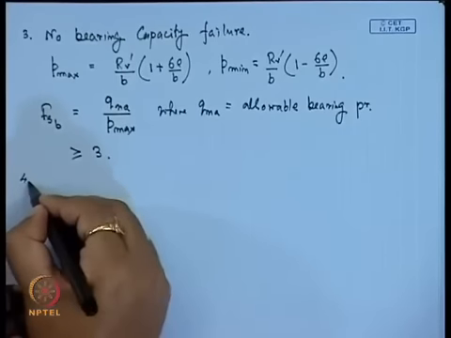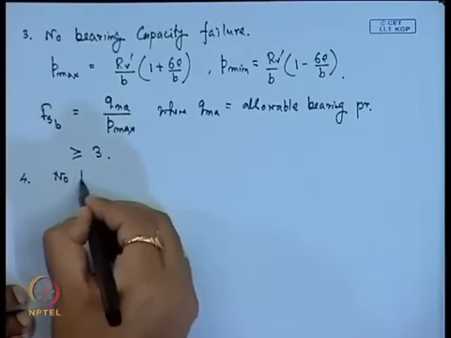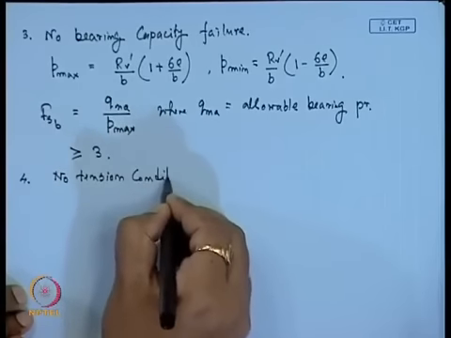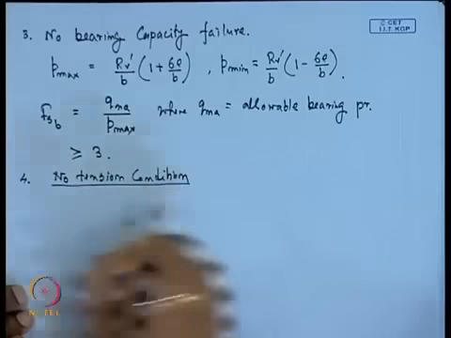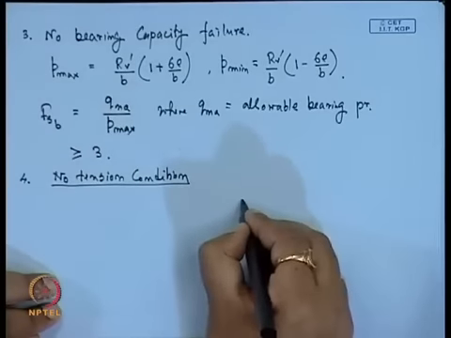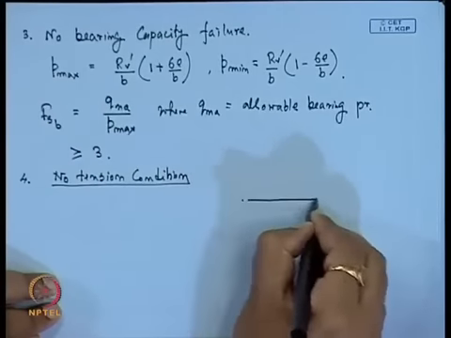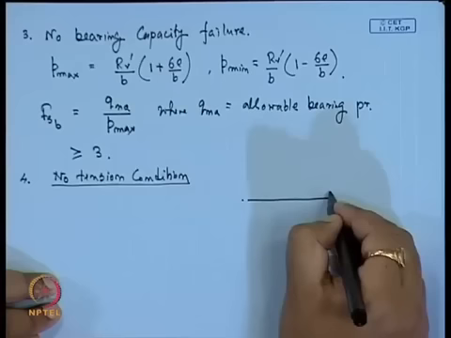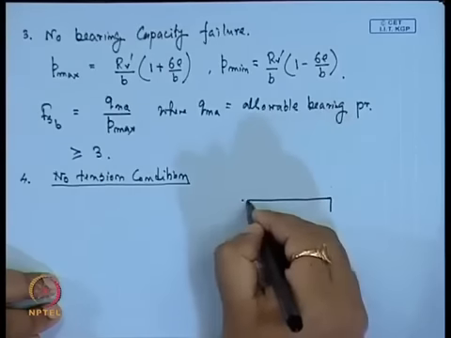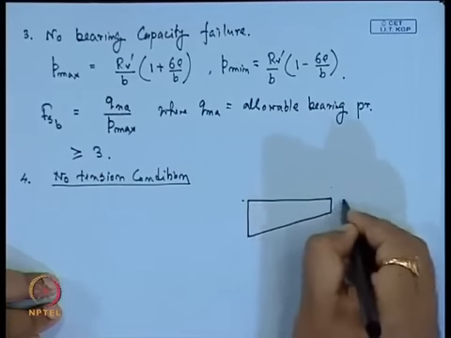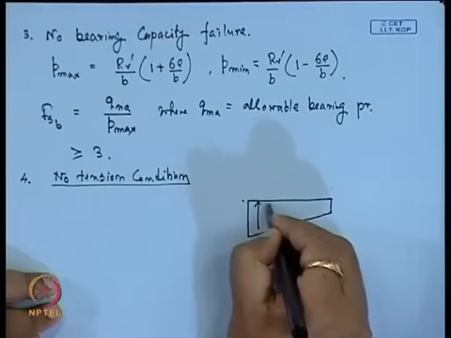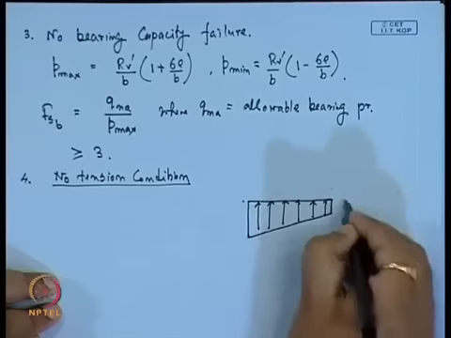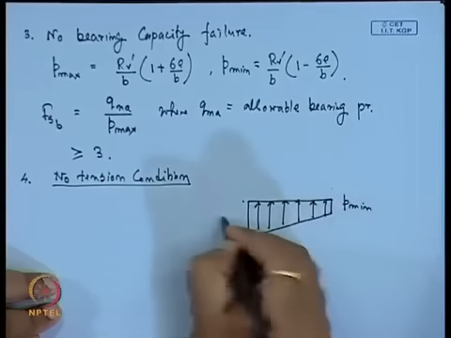Then the fourth check is the no tension failure, the no tension condition. Now, that totally depends on the stress distribution. Suppose this is our base of the retaining wall. As we go for this P max and P min, we may get this type of stress distribution at the base of the retaining wall. This is P min and this is P max.